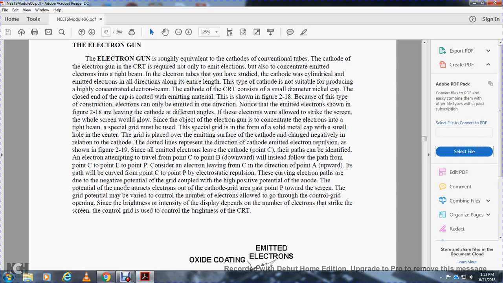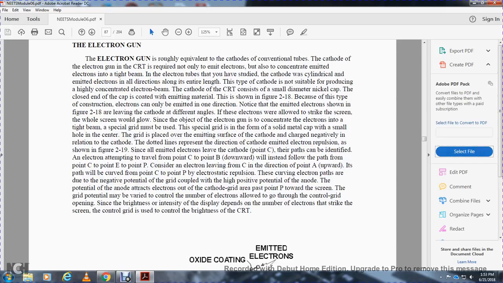The cathode of the cathode ray tube consists of a small diameter nickel cap with a closed end, and the cap is coated with emitting material, as shown in figure 218. Because of this type of construction, electrons can be emitted in only one direction. Note the emitted electrons shown in figure 218 leaving the cathode at different angles. If these electrons were allowed to strike the screen, the whole screen would glow.